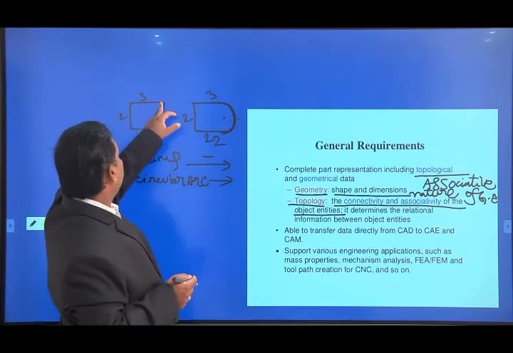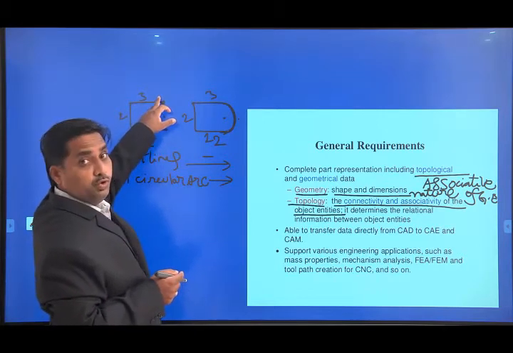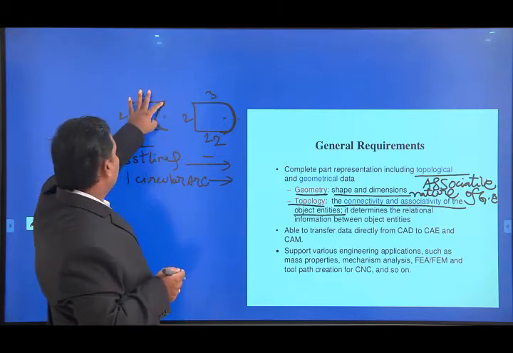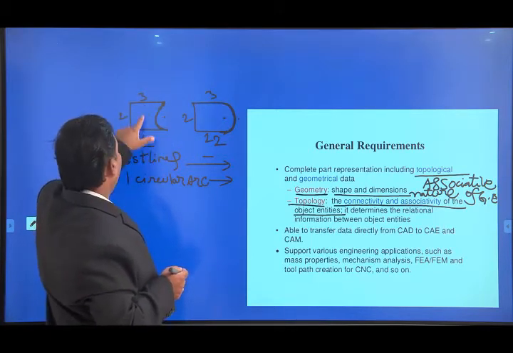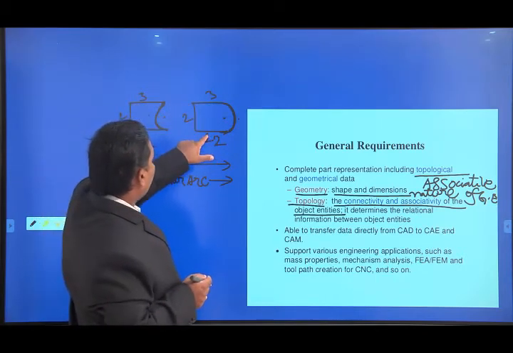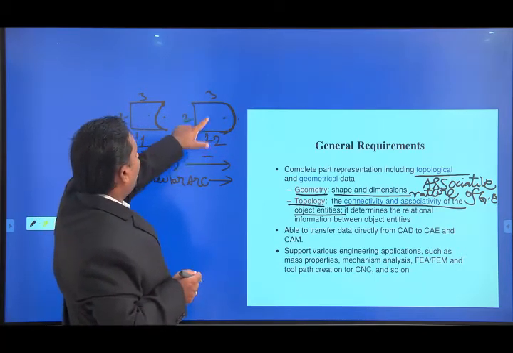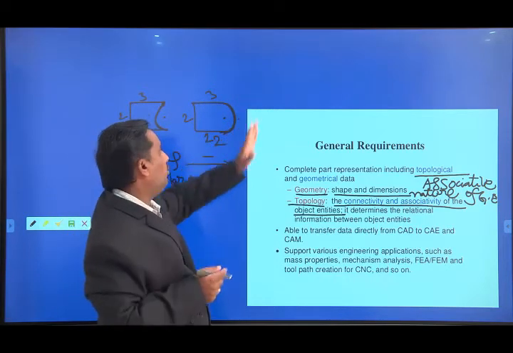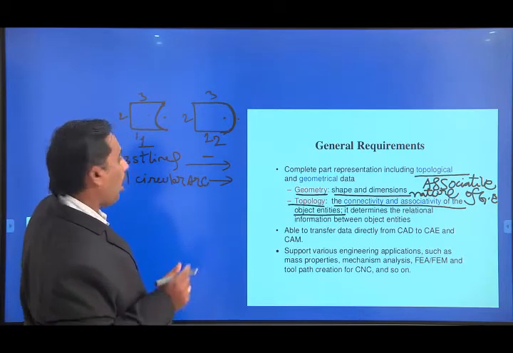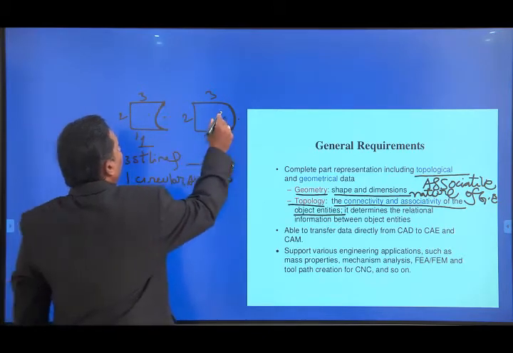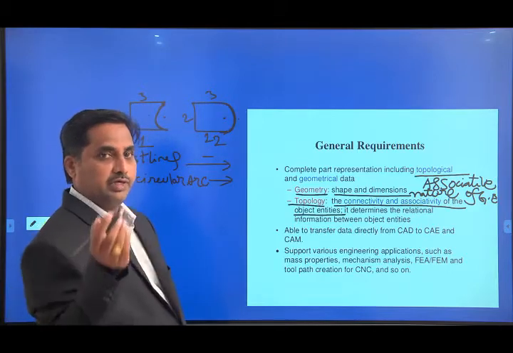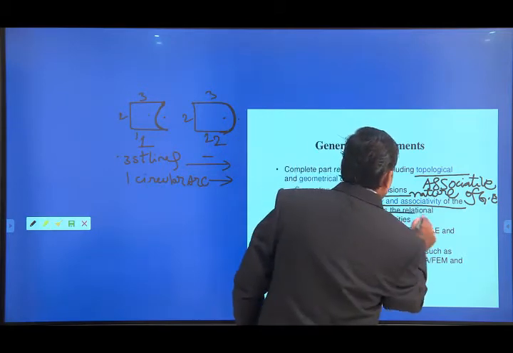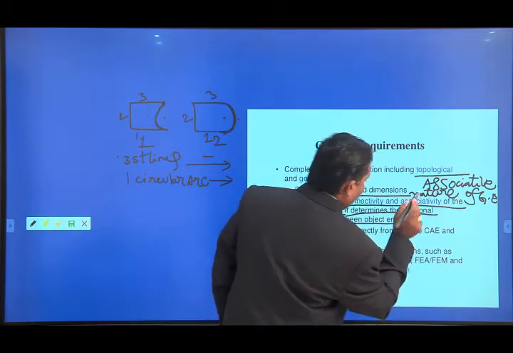Connectivity means this end and this end both. Here we have 2 ends, a straight line and a curved end. Here we have 2 ends, a circular line and a curved end. So this circular arc is connected with lines 1 and 2 at their right ends. Here also the circular arc is connected to lines 1 and 3 at the outer connecting points. And next one is associativity: how they will connect. Here we are getting a concave way, here we are getting a convex way. Topology is very important. It determines the relational information between the object and entity.